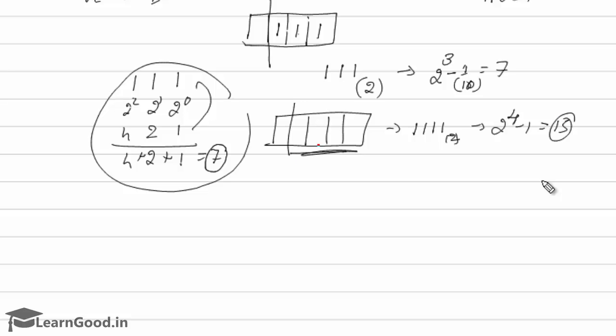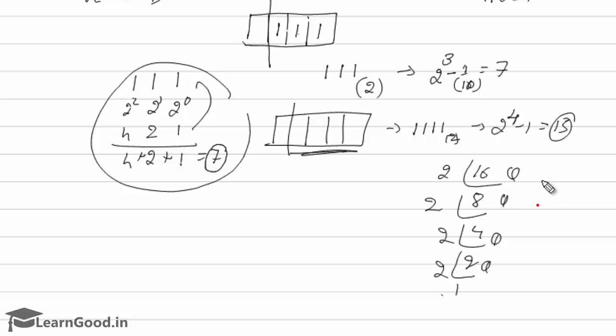Now, why 15? Why can't I store 16? What is 16's binary value? Dividing 16 by 2: 2 8s are 16, 0 is the remainder. 2 4s are 8, 0 is the remainder. 2 2s are 4, 0 is the remainder. 2 1s are 2, 0 is the remainder. So take the value from the bottom, it's going to be 1 0 0 0 0.